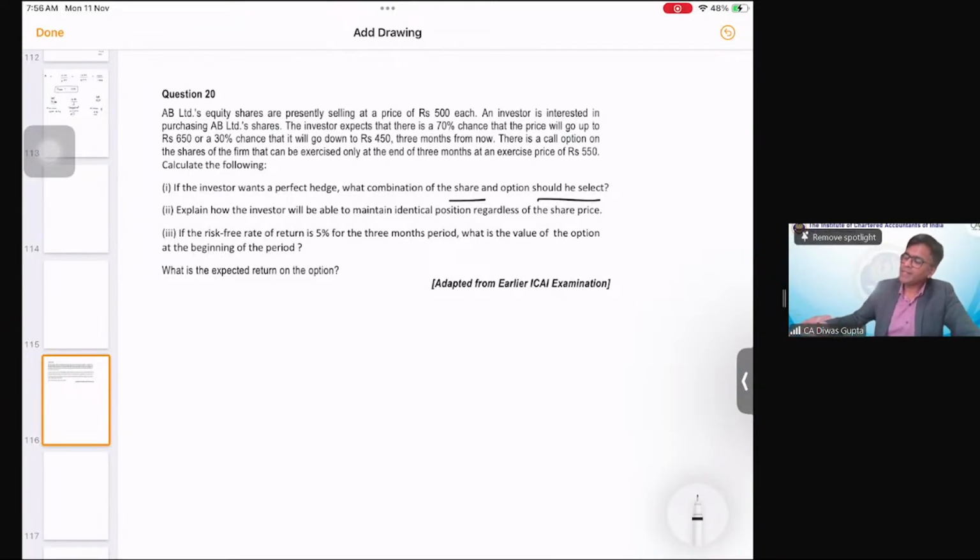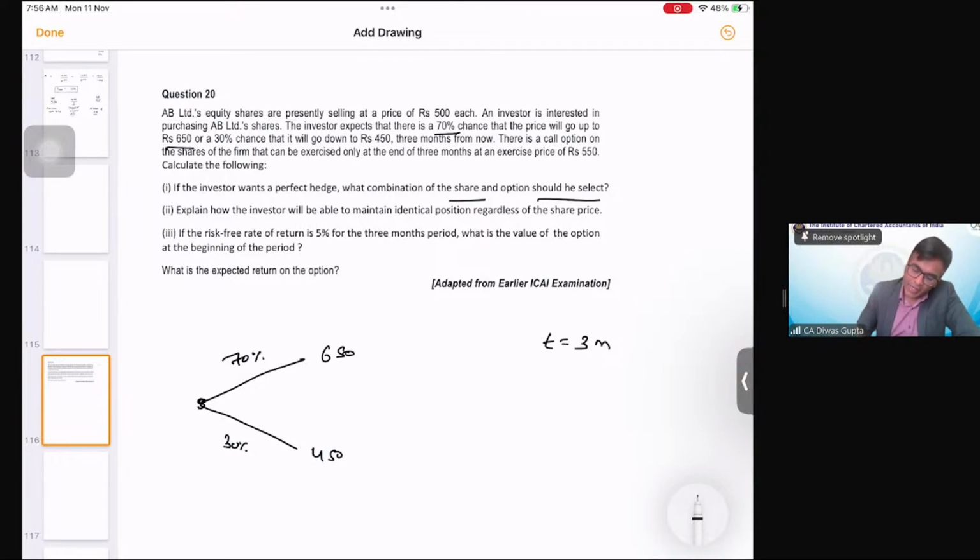Okay. So these 3-4 things they are asking us to calculate. Let's just first put down all the facts that are given. There is a probability of 70% that the price will increase and it will increase up to 650. If it will decrease, there is a probability of around 30% and the price is around 450. Time period is for 3 months. Strike price is 550.